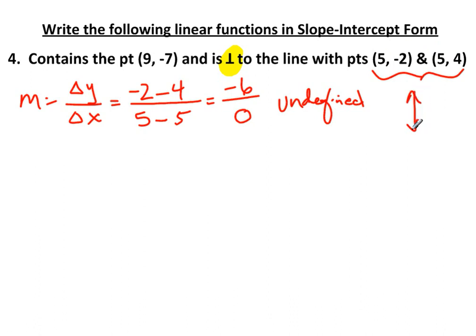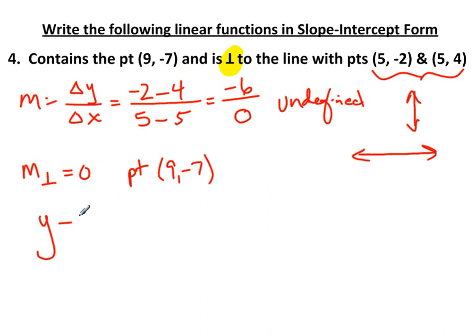So if this line is vertical, and I want to find the one perpendicular to it, I must know that my perpendicular line is going to be horizontal. And what's the slope of a horizontal line? Well, it's 0. So now I know the slope, and I know it has to go through the point 9, negative 7. So let's think about this. I have point slope. Let's do y minus y1, negative 7, equals slope times the quantity x minus 9. So this is kind of a weird one.